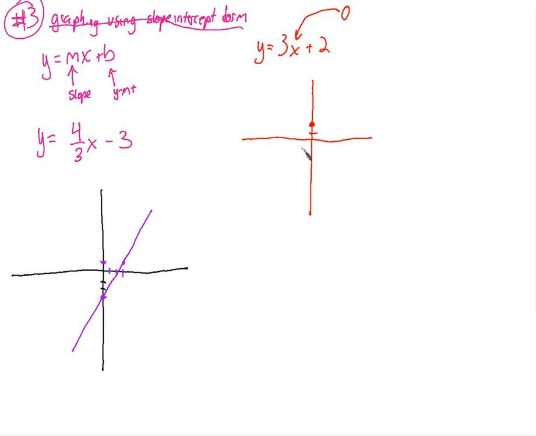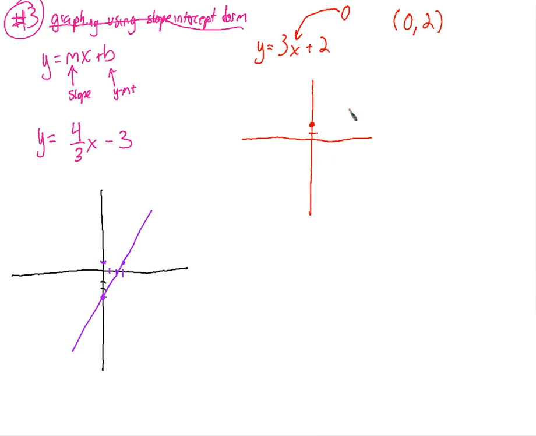Okay, so remember that this graph is a picture. It's a picture of all the solutions to this equation, meaning that if I put in something for x and get out something for y, that should, when I put in that x and y, make this equation true, okay? And that's what we call a solution, right? One of them we just found was 0 comma 2. That's a solution, so we put a point there.